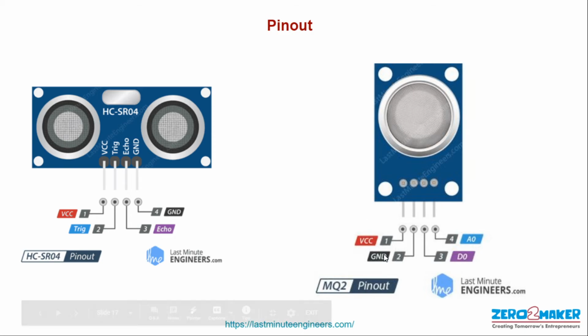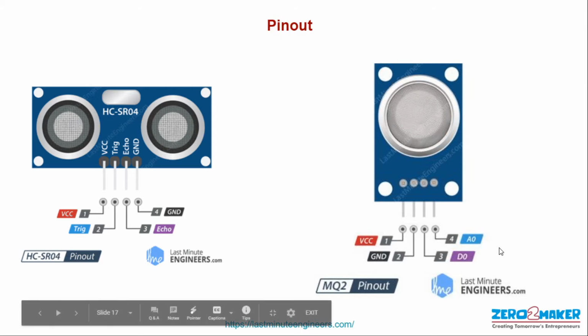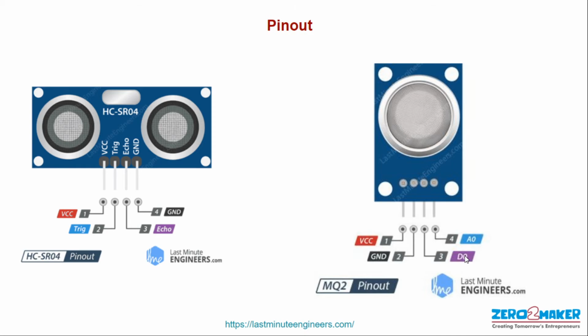Here VCC and ground, as I said, are common. This is a gas sensor. This gives us 2 different outputs. One output is AO and the other output is DO. AO stands for analog output and DO stands for digital output.